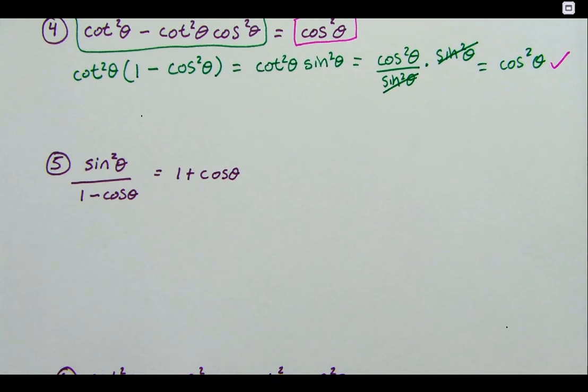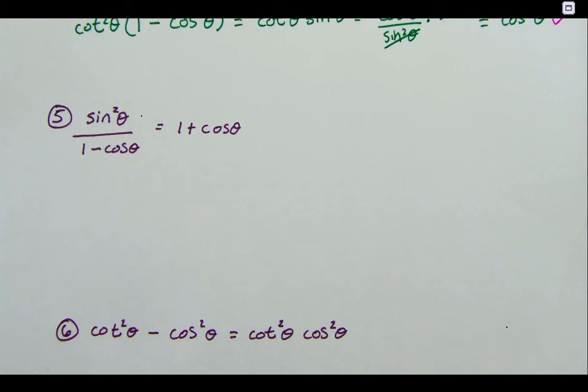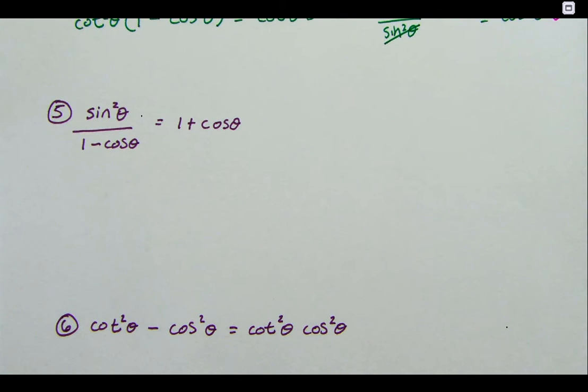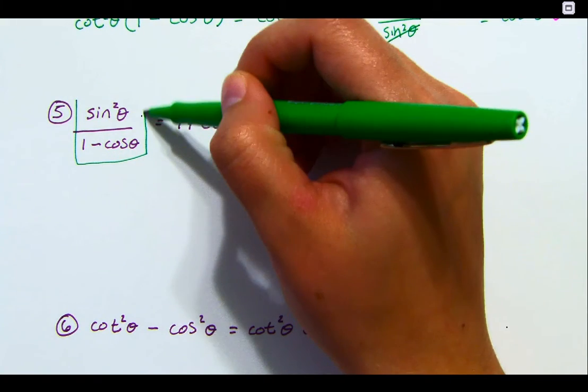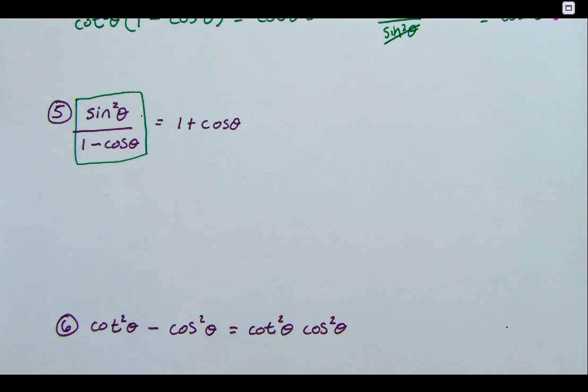So I'm going to make them a little bit more complicated now. So I would like you to pause the video and see if you can try and figure out either 5 or 6. All right, so looking at problem 5, again, the more complicated side is going to be this side right here. So that's the part that I am going to focus on.